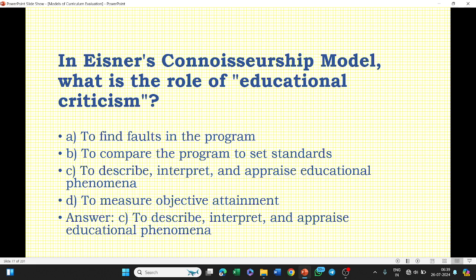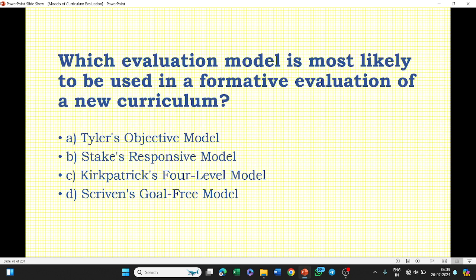Sorry. Answer of this question is option C, that is to describe, interpret, and appraise educational phenomena. Next, which evaluation model is most likely to be used in formative evaluation of a new curriculum? Options: Taylor's objective model, Stake's responsive model, Kirkpatrick four level model, Scriven goal free model. Answer of this question is option B, that is Stake's responsive model.